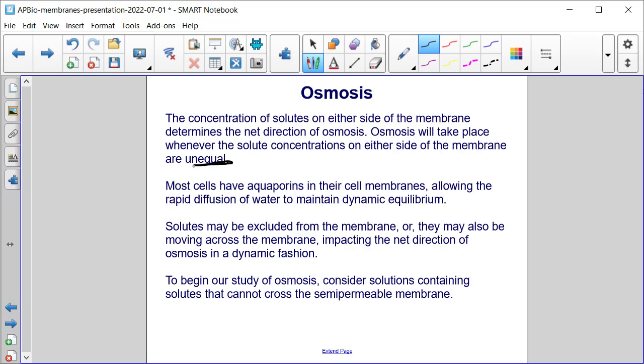Most cells have aquaporins in their cell membranes, which allow the rapid diffusion of water to maintain dynamic equilibrium. Solutes may be excluded from the membrane, or they may also be moving across the membrane, impacting the net direction of osmosis in a dynamic fashion. To begin our study of osmosis, consider solutions containing solutes that cannot cross the semi-permeable membrane.